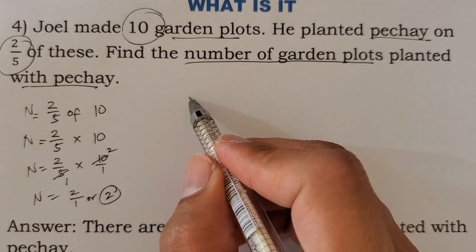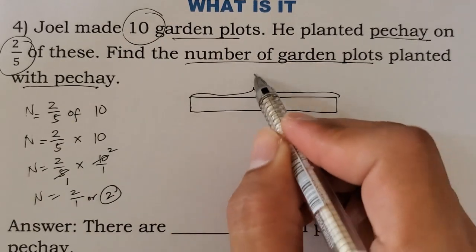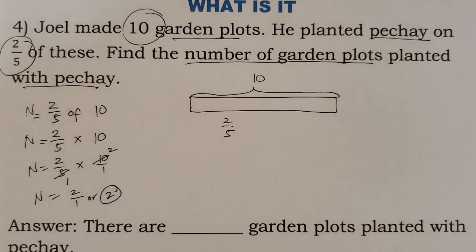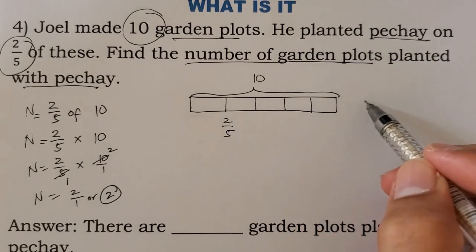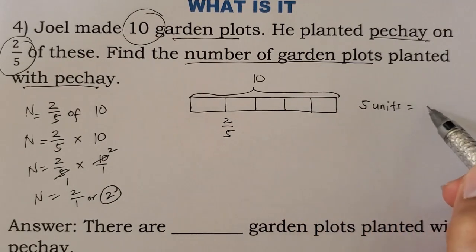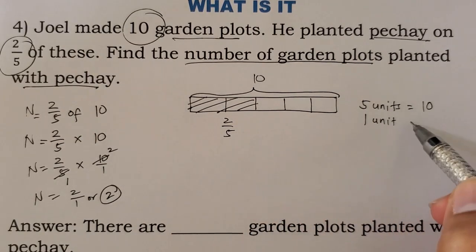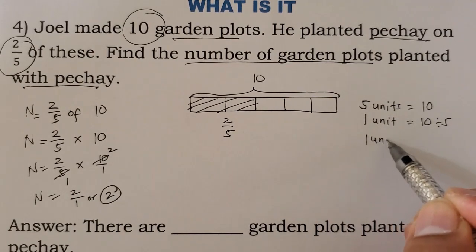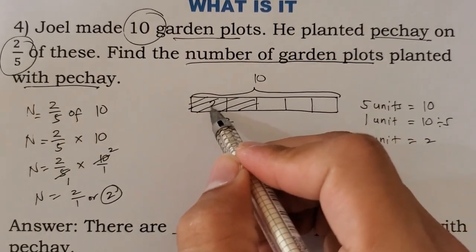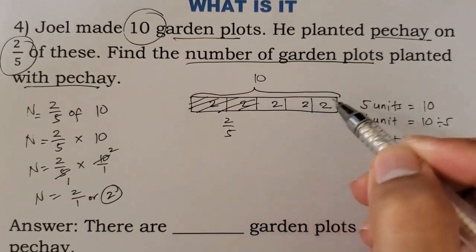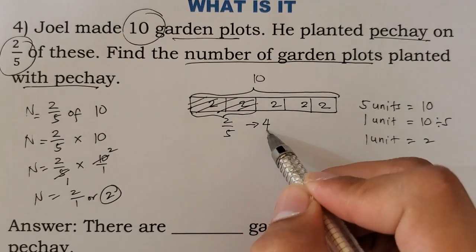Or you could illustrate it this way. So for example, this is the total number of plots, which is equal to 10. And of course, we need to get 2/5 as planted with pechay. So we have to divide it into 1, 2, 3, 4, 5. So that 5 units is equal to 10. We need to get 2 units. 1 unit is equal to 10 divided by 5. 1 unit is equal to 2. So if 1 unit is equal to 2, this is equal to 2, 2, 2, 2, 2. And we are to get 2/5. So that 2/5 is equal to 4.